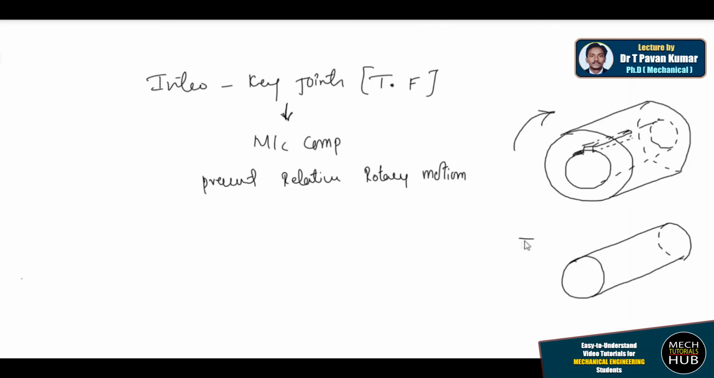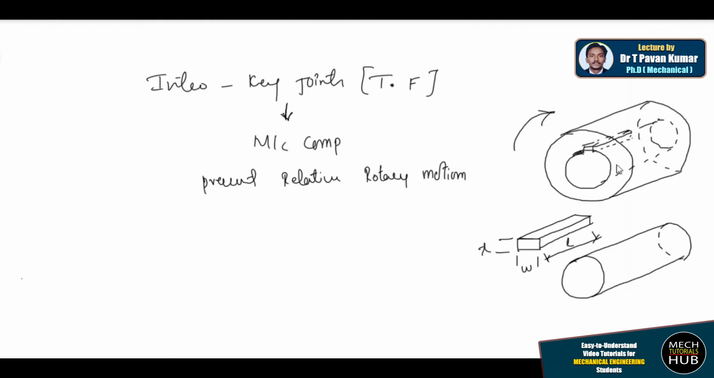I can use a key. This will help me lock both elements, the hub and the shaft. The key will have a width and a thickness followed by the length. Based on the length, width and thickness of the key, the keyway is provided in the hub. And it is not compulsory all the time that the keyway is provided only in the hub.